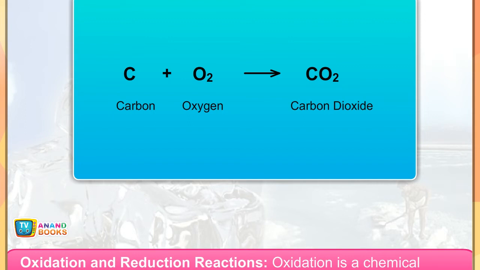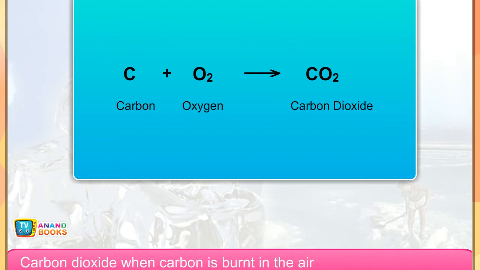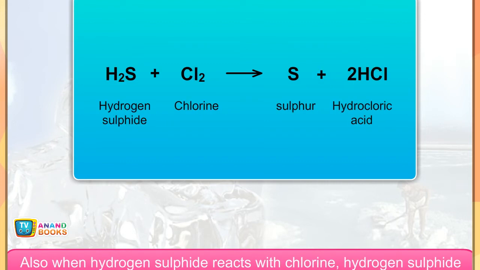Oxidation and reduction reactions. Oxidation is a chemical change in which oxygen is added or hydrogen is removed. Carbon dioxide is formed when carbon is burned in the air. C carbon plus O2 oxygen gives CO2 carbon dioxide. Also, when hydrogen sulfide reacts with chlorine, hydrogen sulfide is said to be oxidized to sulfur by loss of hydrogen. H2S hydrogen sulfide plus Cl2 chlorine gives S sulfur plus 2HCl.